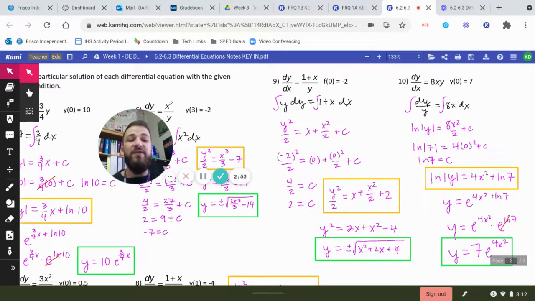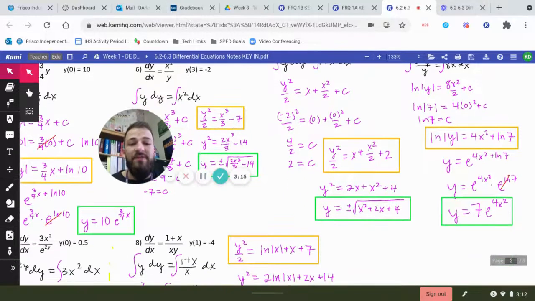But if I need to solve for y, then I take that base of e to both sides, which gives us y is equal to e to the 4x squared plus natural log of 7. Splitting that up into e to the 4x squared times e to the natural log of 7. E to the natural log of 7 cancels out and gives us that big 7 multiplied in front, because that really is our e to the c form, which gives us big C that we talked about before.